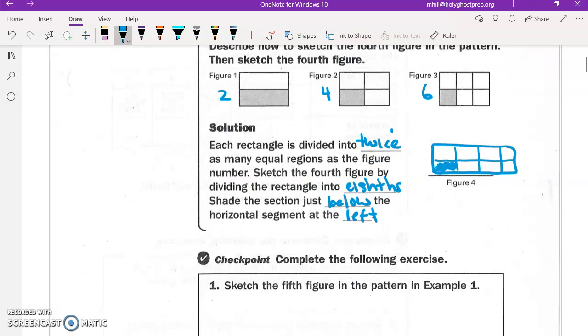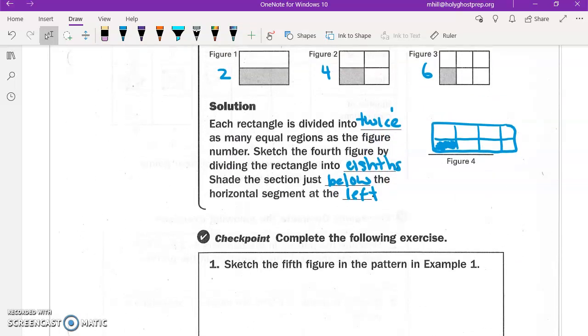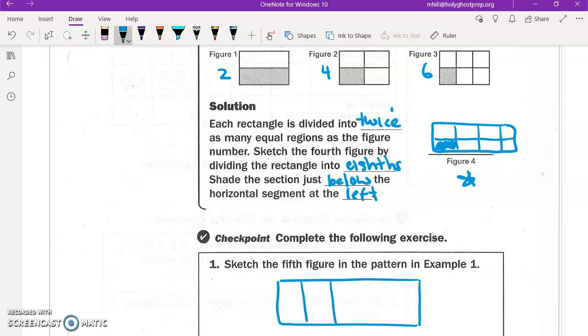All right, take a few minutes and I would like you to continue this problem and shade in figure 5, the figure that would come after figure number 4. If you did this, you broke it up into tenths, it would look like that. All right, now let's look at a number pattern.